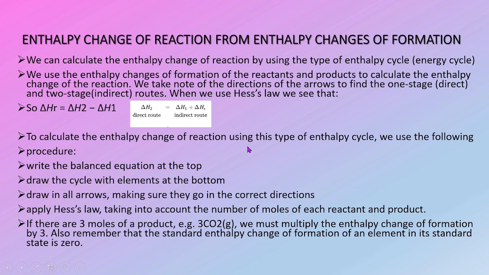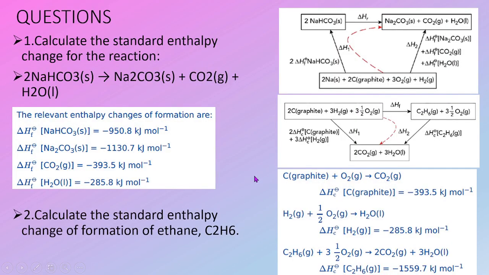To calculate the enthalpy change of reaction using this type of enthalpy cycle, we use the following procedure. Write the basic equation at the top, draw a cycle with elements at the bottom, draw in all arrows, make sure they go in the correct directions. Apply Hess's law, taking into account the number of moles of each reactant and product. If there are 3 moles of the product, like 3CO2, we must multiply the enthalpy change of formation by 3. Also remember that the standard enthalpy change of formation of an element in its standard state is 0.